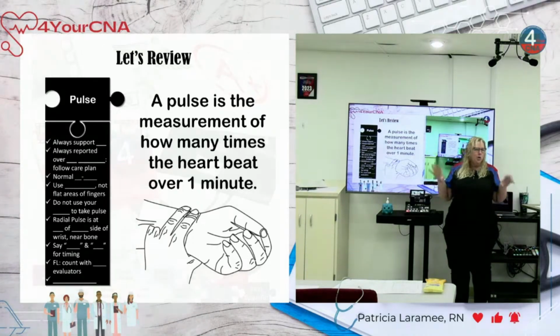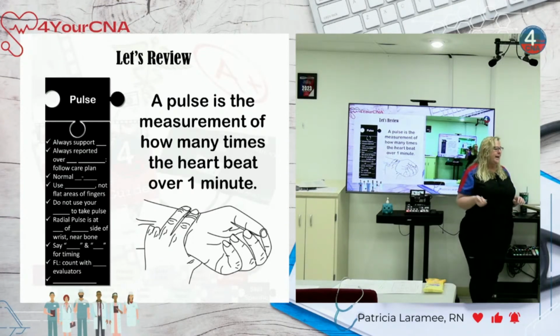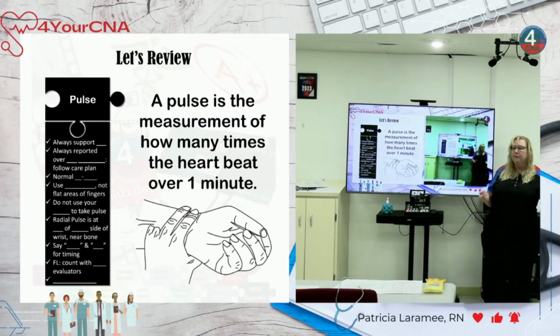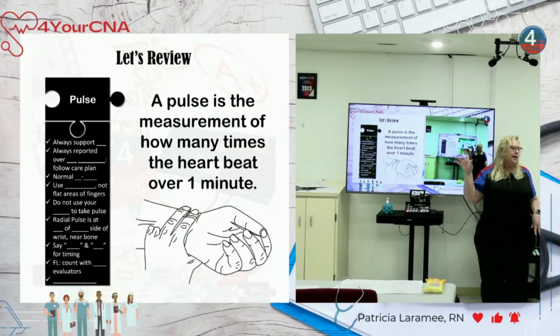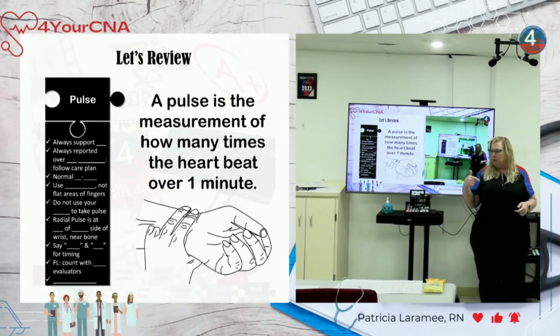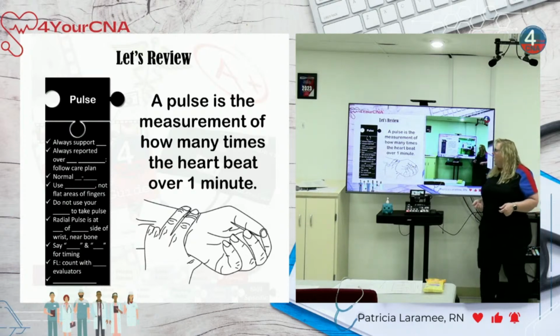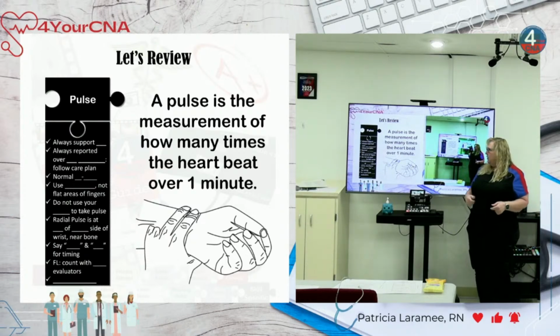How do we know how long to count for? Okay, the second hand on the clock will tell us how to measure, but the care plan tells us how long to count for. If the care plan tells us to count for 1 full minute, how long are we counting for? 1 full minute. We're not going to shortcut it. If the care plan doesn't tell us, we get the shortcut. We can do it for 15 seconds and multiply that by 4. What finger can you not use to take a pulse? Your thumb.